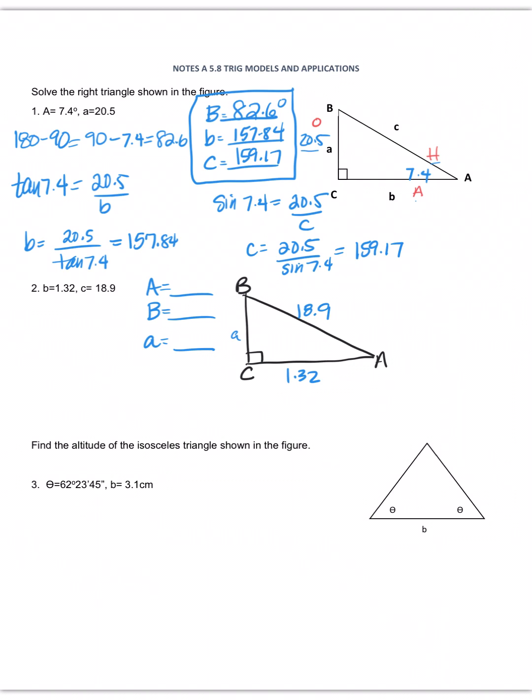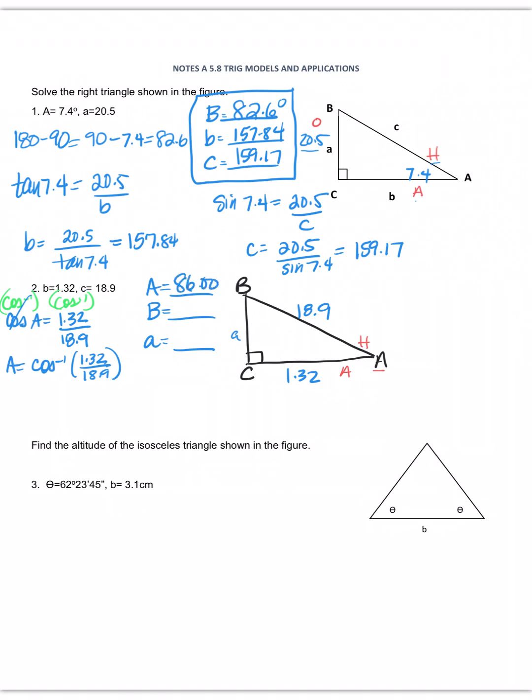To find angles, I'm going to have to use inverse functions. So let's consider what sides I have relative to angle A. I have adjacent and I have hypotenuse. So if I want the cosine of A, I have adjacent and the hypotenuse, right? Well, that just gets me the cosine of A. I don't want cosine, I want A. So I have to multiply both sides by the inverse cosine. So to find angle A, I'm going to take the inverse cosine of 1.32 divided by 18.9 in my calculator. And I'm going to find out that angle A is 86 degrees.